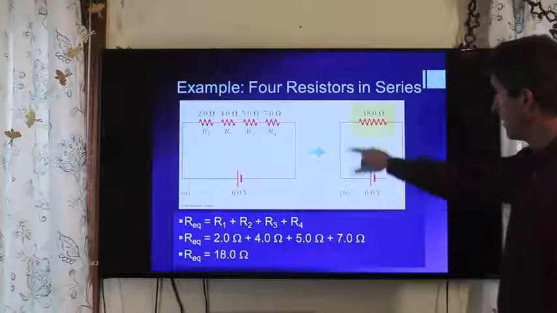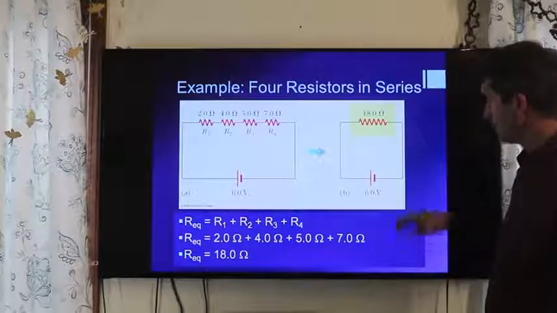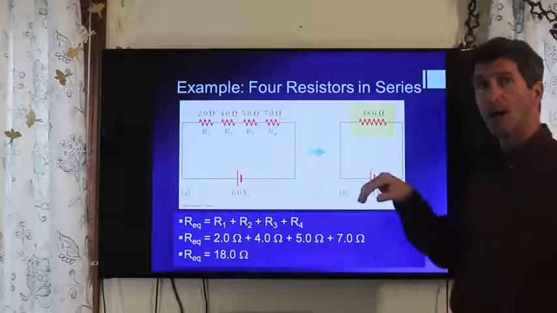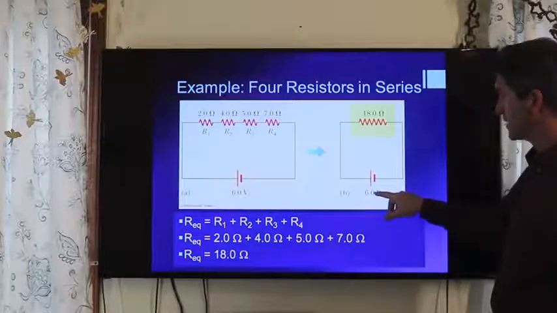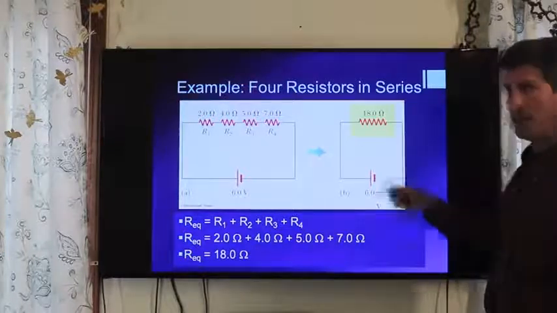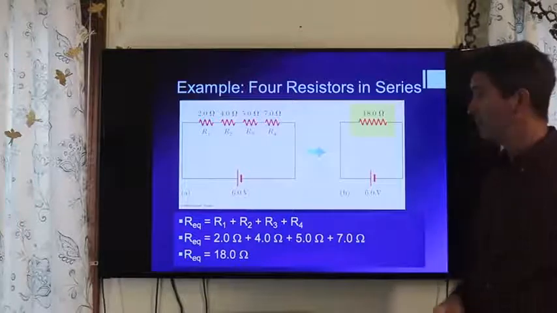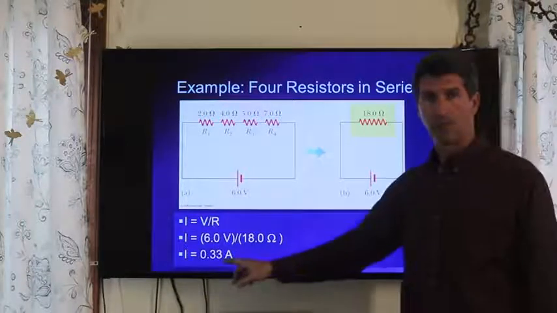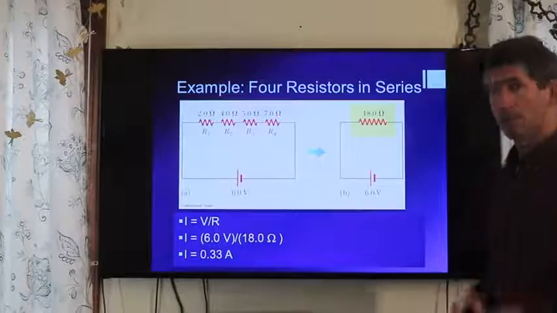Once again, I want to find out how much current is going through here. V equals IR. I equals V over R. 6 divided by 18 gives me 1/3. So I get 1/3 of an amp traveling through this whole thing.